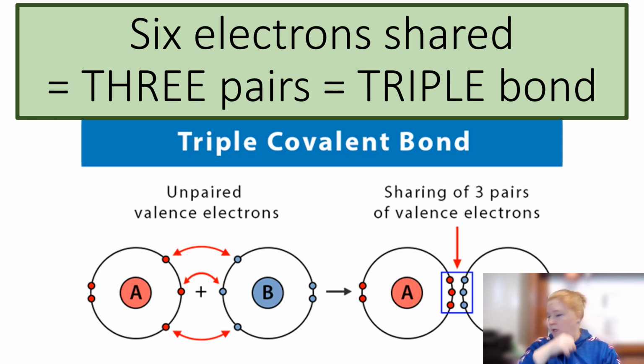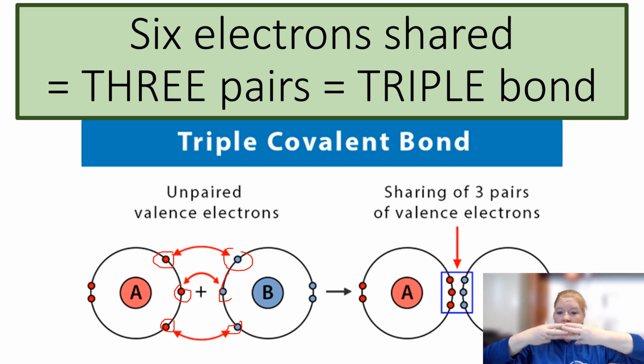When I have 6 electrons shared, that's 3 pairs. That's called a triple bond. So I'm bonding these two atoms. This one has 1, 2, 3 unpaired. This one has 1, 2, 3 unpaired. They both have 3 unpaired, and I'm not bonding it to anything else, so I end up with a triple bond. 6 electrons, but 3 pairs.